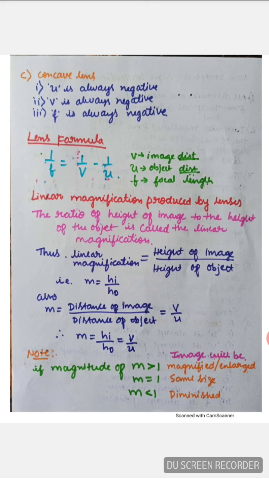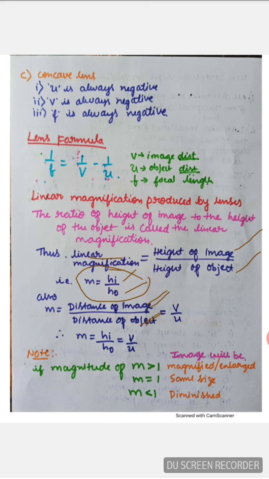In the case of lens also it is the same. The ratio of height of image to the height of the object is called its linear magnification. Or you can define it as the distance of image to the distance of object. So linear magnification will be equal to height of the image to the height of the object. Height of the image is taken as hi, height of the object is taken as ho. So m will be equal to hi divided by ho. Also m is equal to distance of image to the distance of object.